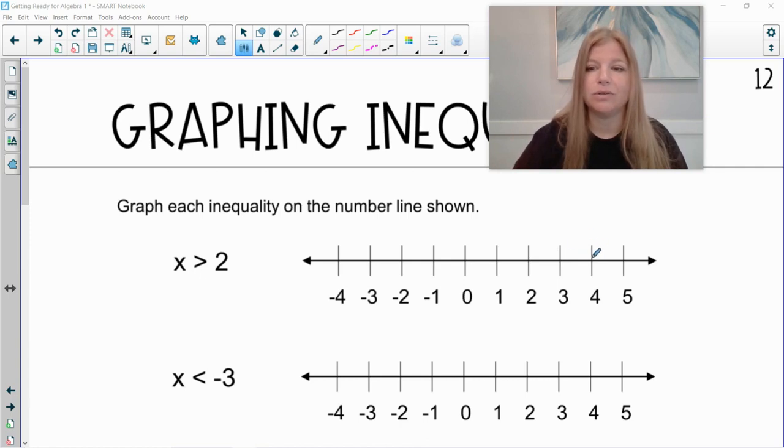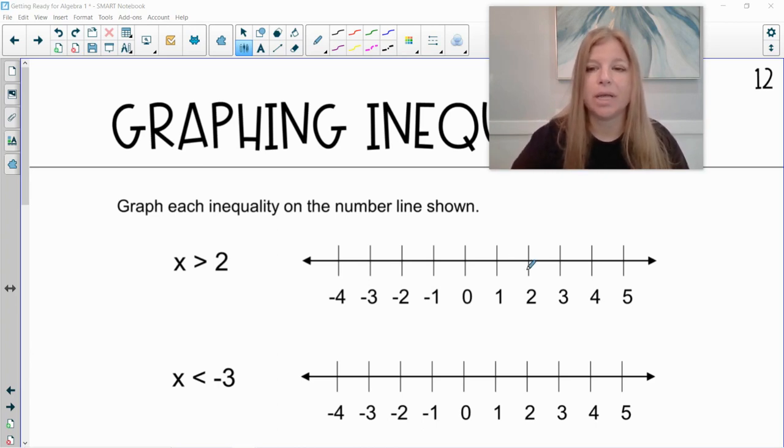3 is greater than 2. 4 is. 5 is. And actually, every single number, as I'm pointing to the number line, every single number that's exactly after 2 is greater than 2. But 2 is not greater than 2. But the 2 is where the solutions start, right? It's everything after that amount.